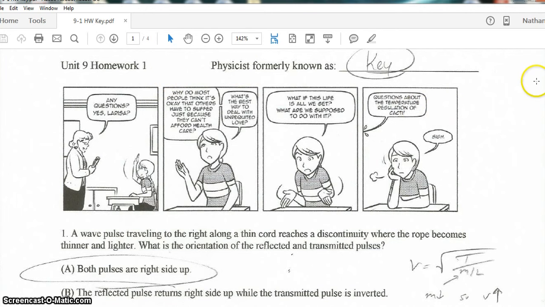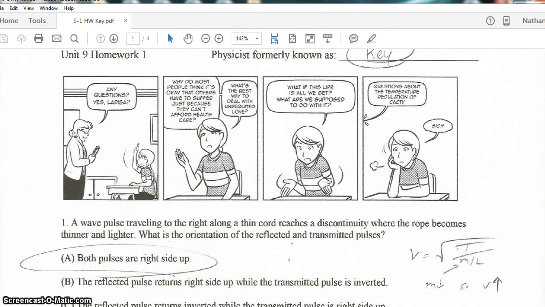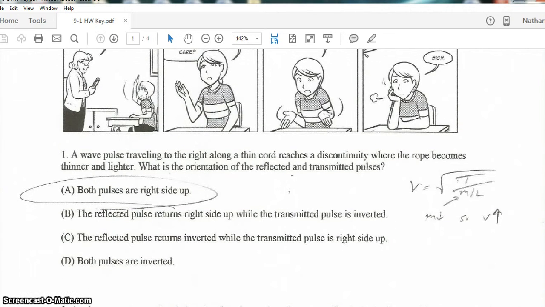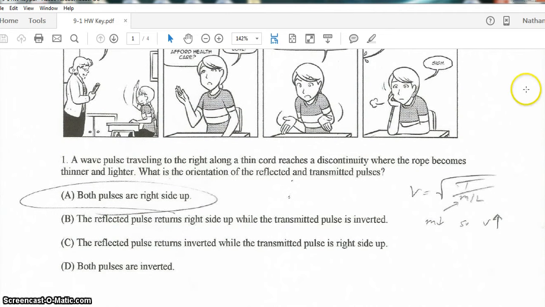Okay, so for homework 9.1 here, I'm not going to have time to do a full video, so I went ahead and scanned my keys and we'll discuss these a little bit as we go through, but I am going to try to move through pretty quickly as well.